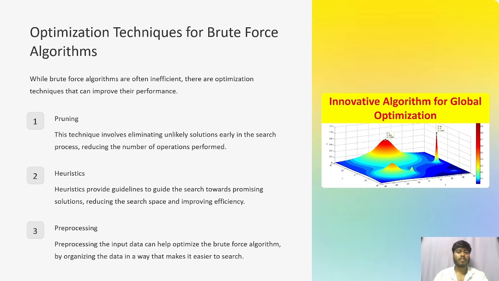Optimization techniques for brute force algorithms. While brute force algorithms are often inefficient, there are optimization techniques that can improve their performance. Pruning. This technique involves eliminating unlikely solutions earlier in the search process, reducing the number of operations performed. Preprocessing the input data can help optimize the brute force algorithm by organizing the data in a way that makes it easier to search.